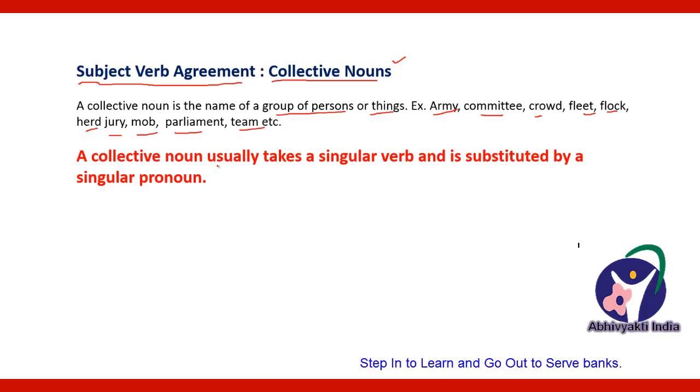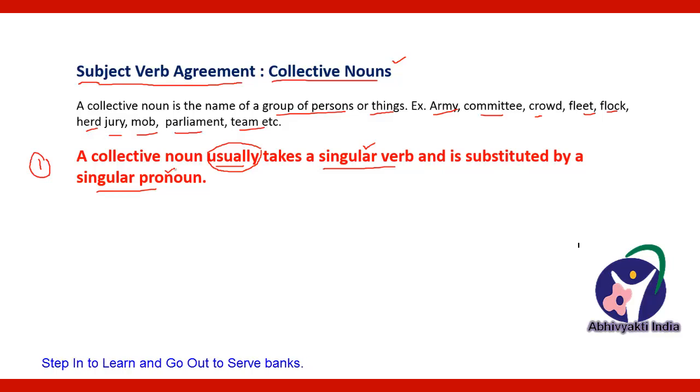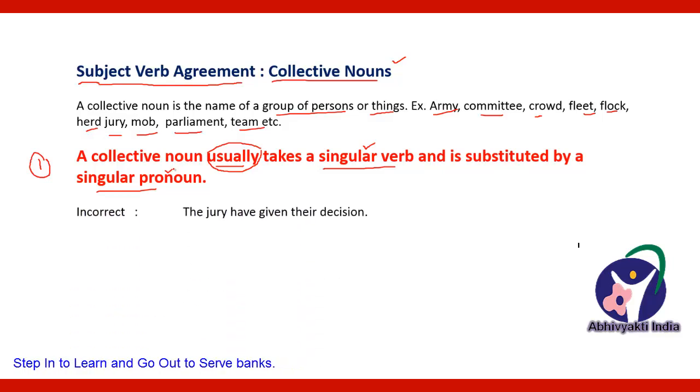A collective noun usually takes a singular verb and is substituted by a singular pronoun. This is rule number 1. Remember that a collective noun usually, this is important, usually and not always, takes a singular verb and is substituted by a singular pronoun. Here is the first example: the jury have given their decision.